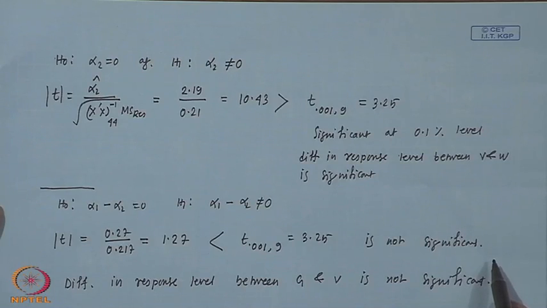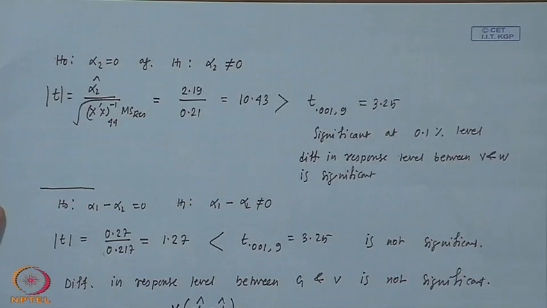And you can check that the observed t value is nothing but alpha 1 hat minus alpha 2 hat divided by the standard error, which is the variance of alpha 1 hat minus alpha 2 hat. So, we can check that this one is 0.217. So, the observed value is 1.27, which is less than the tabulated value at 0.1% level of significance. And so, this says that the test is not significant. That means, the difference in response level between G and V is not significant.